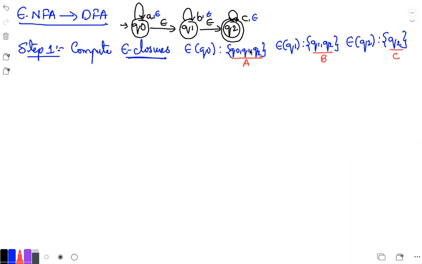Now this Q0, Q1, Q2, assume it as merged as one state, and the name of the new state is A. Q1, Q2 merged as one state, assume it to be B. Q2, a single state, assume it to be C. Okay, so in DFA conversion, compute epsilon closures and rename the states. The final epsilon closures, rename the states A, B, and C. Okay, now step two.